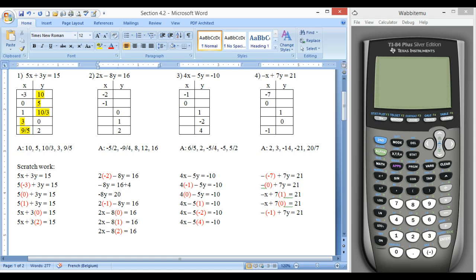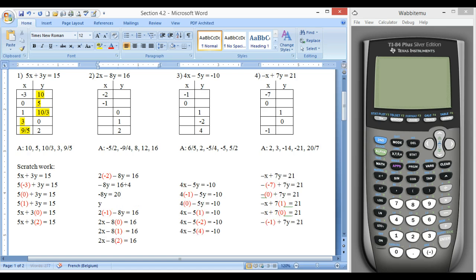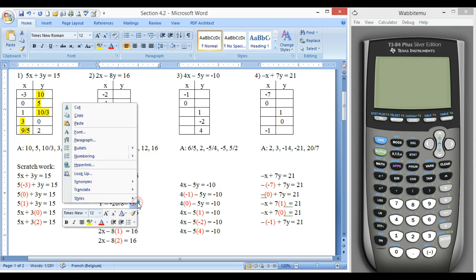And then divide both sides by this -8, which leaves me with y equals, a positive divided by a negative is negative, -20/8. But I need to simplify this. And a number that'll go into both 20 and 8 is 4. -20 divided by 4 is -5. And 8 divided by 4 is 2. And again, I'm going to go ahead and keep these as improper fractions.